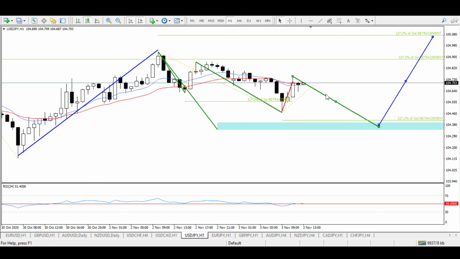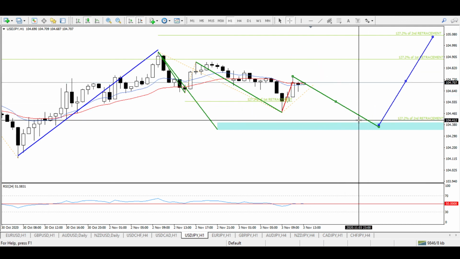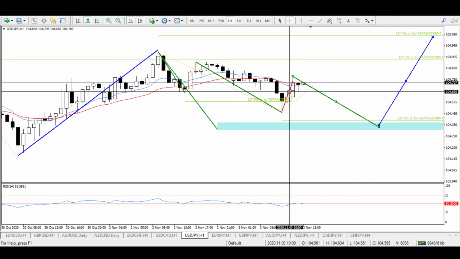Tomorrow ISM services PMI is going to be released, and then there will be non-farm payroll on Friday. And if these data are positive, people will be anticipating non-farm payroll to be positive too. So there will be a bullish sentiment in USD. That's why we have to be very careful, and we can get any bullish development from any point anytime soon. So let's see what's going to happen.